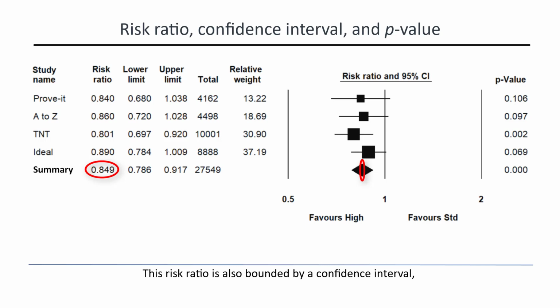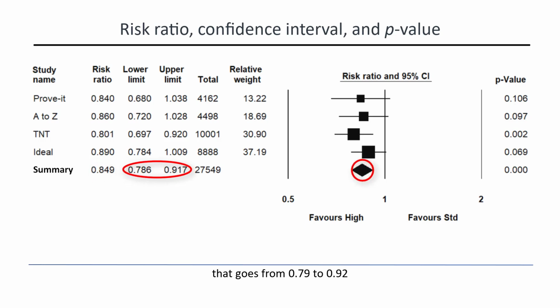This risk ratio is also bounded by a confidence interval that goes from 0.79 to 0.92. The confidence interval is displayed here as a diamond, but the endpoints of the diamond have the same meaning as the line that we use for the individual studies. The confidence interval here serves the same function as the confidence interval for each study.